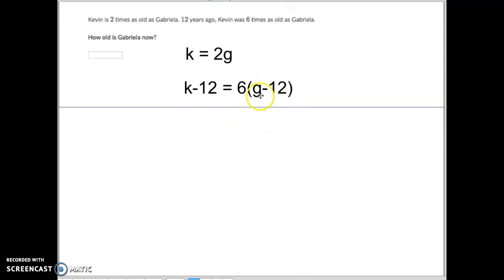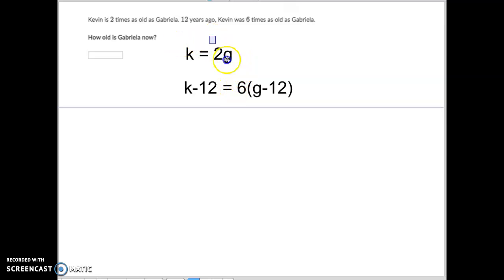So 12 years ago, Gabriel was 12 years younger than he is today. And 12 years ago, Kevin is 12 years younger. But it says that then his age was 6 times greater. So we take Gabriel's age 12 years ago, multiplied by 6, and that should equal Kevin's age minus the same 12 years. Now that we have this is called substitution.